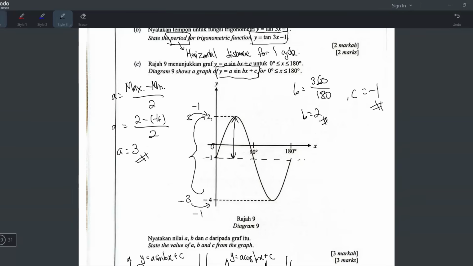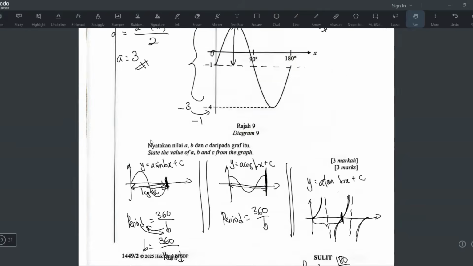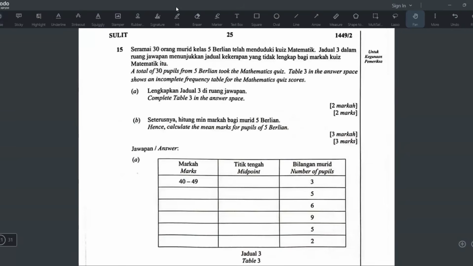Okay, all right. So this is how you do the question. All right, that's it. Okay, 15. This one looks like measures of dispersion for grouped data. Yeah, the Form 5 chapter.